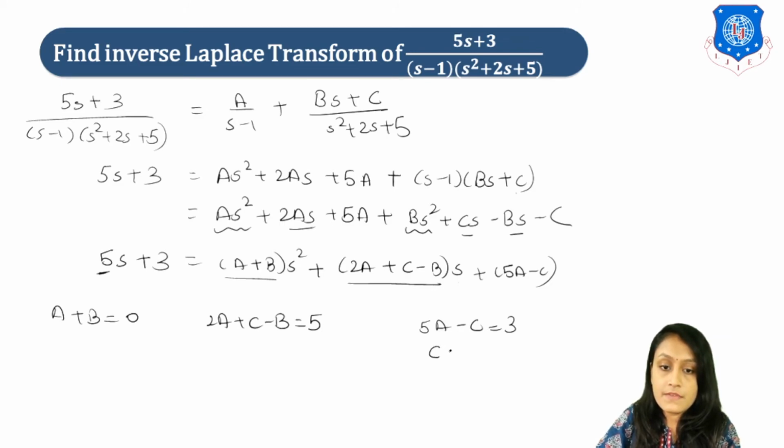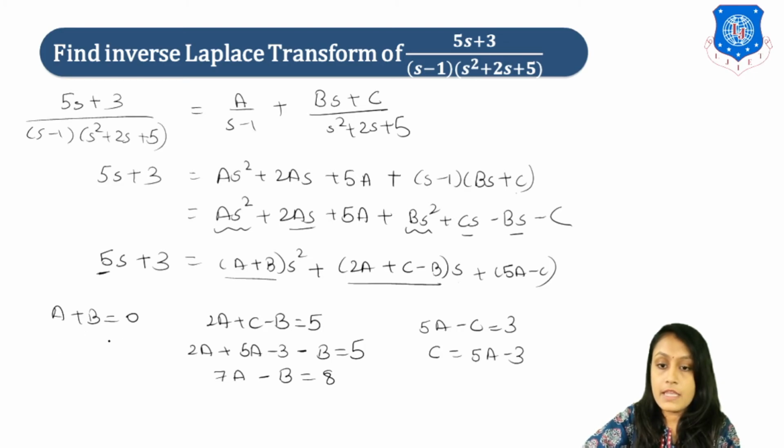Okay, so from this we can say, what is c? C is 5a minus 3. Now in place of c we have to substitute 5a minus 3. So 5a minus 3 minus b is equal to 5. Now simplify this. So 7a minus b is equal to what?